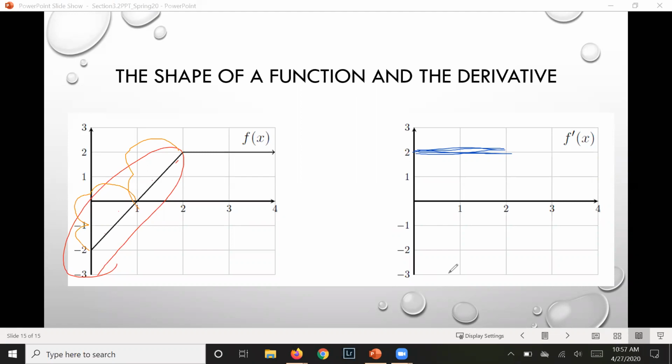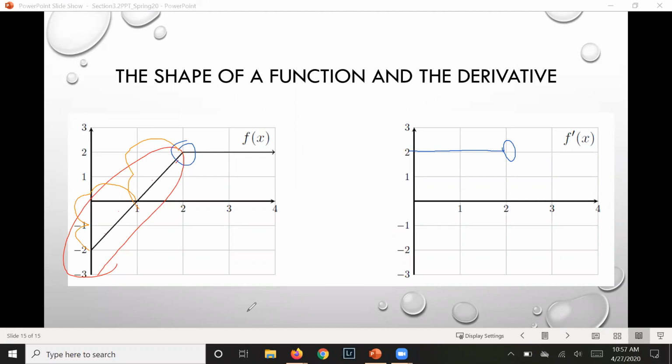Now notice at 2, we have this corner point. Do you guys remember, does the derivative exist at a point like that? Hopefully you're saying no. Remember, corner points are not differentiable, so the derivative can't exist there. So as I draw the line here for the derivative, I'm going to put an open dot at 2.